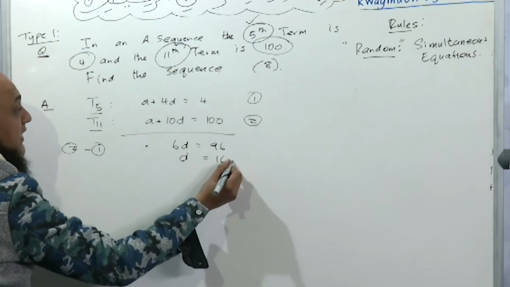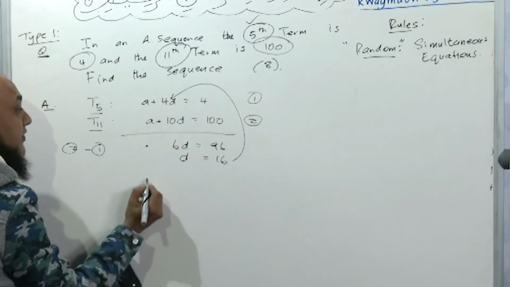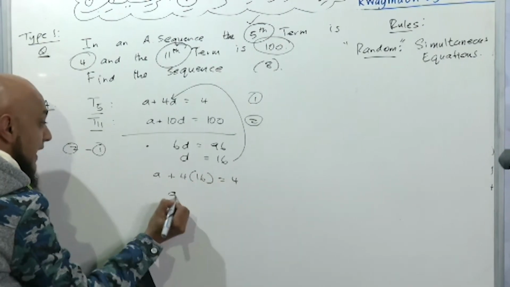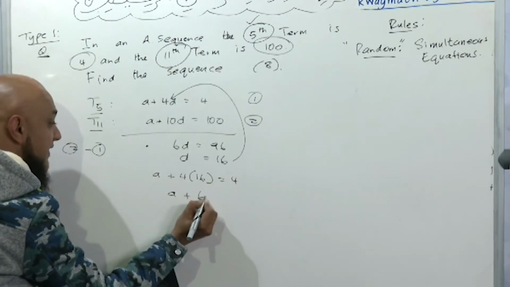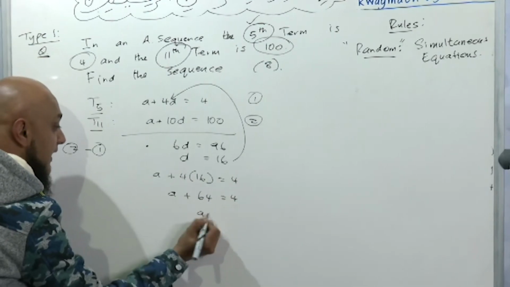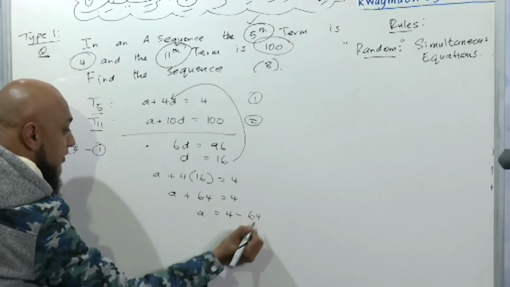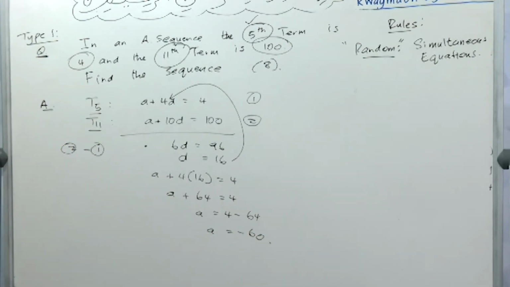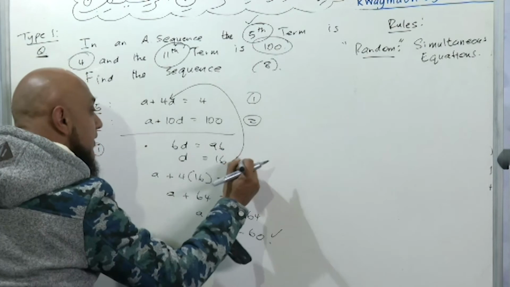Now we have D is equal to 16. Take the 16 and put it into any equation. Let's put it into the first equation. A plus 4 times 16 is equal to 4. A plus 64 is equal to 4. A is equal to 4 minus 64. A is equal to negative 60. So there we go, we've got A, and we've got D.